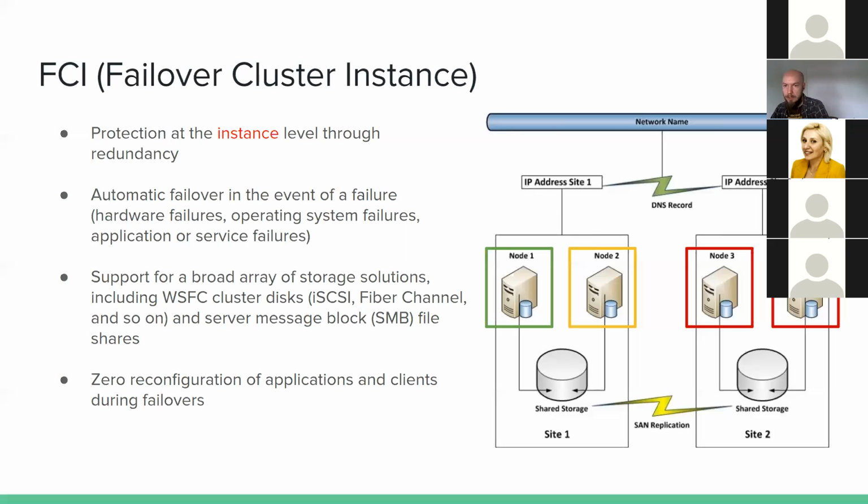It supports a lot of storage. You can use iSCSI, fiber optic, SMB share files, anything. It works very well. And good news, there's no impact on the application side. It's really transparent for the application. You need to configure it once and that's it. It works. So that's about the cluster.